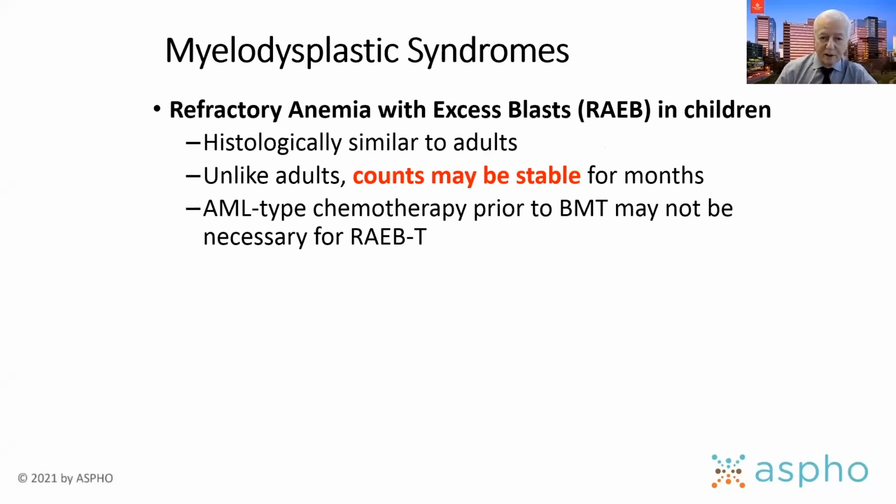So refractory anemia with excess blasts in children looks a lot like the adult syndrome, but unlike adults, these children may have stable counts for many, many months. And some of them can go to bone marrow transplant without having chemotherapy because the conditioning regimen seems to stamp out the clone.